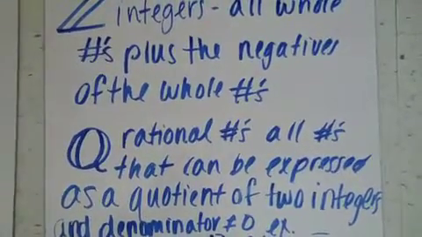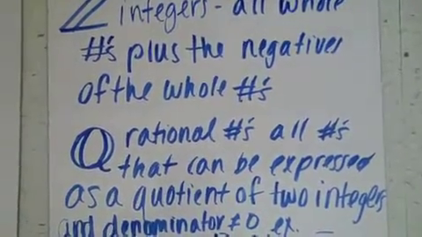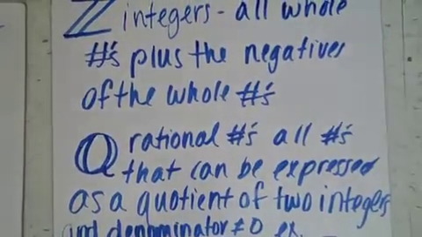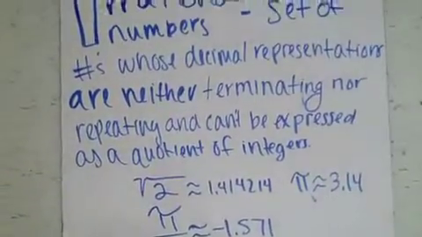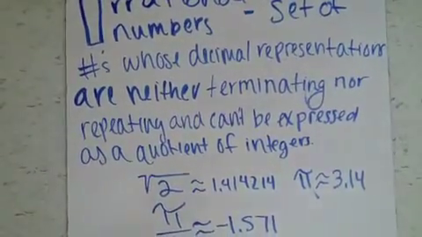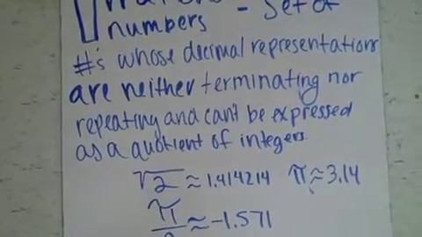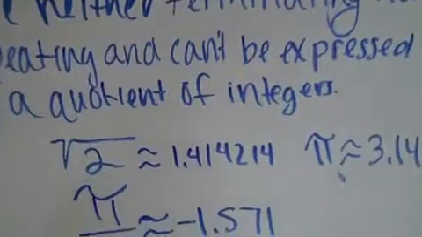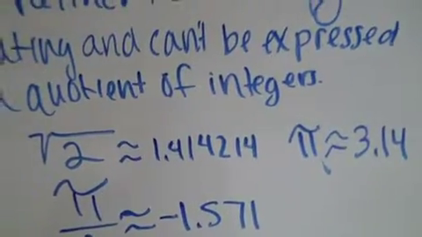Rational numbers are numbers that can be expressed as a quotient of two integers, and the denominator cannot equal zero. Irrational numbers are a set of numbers whose decimal representations are neither terminating nor repeating, and they cannot be expressed as a quotient of integers, such as pi and the square root of 2.